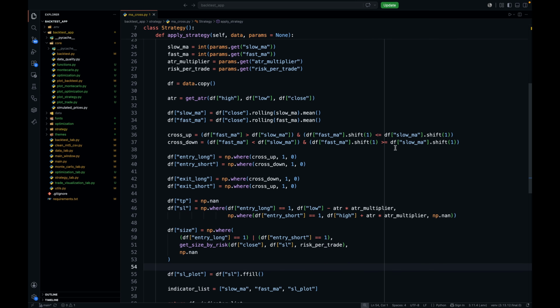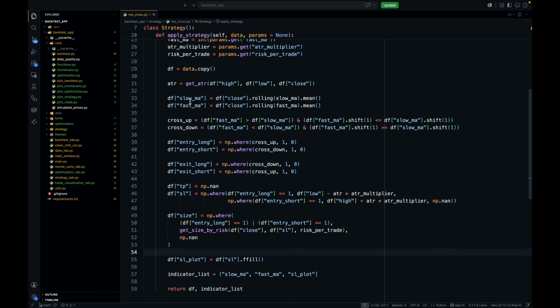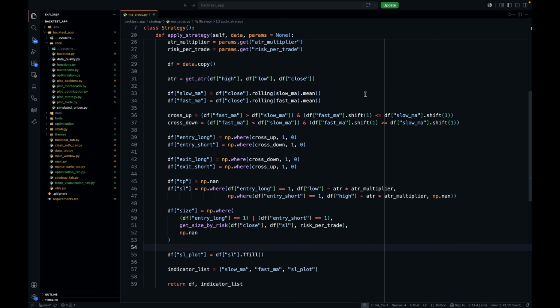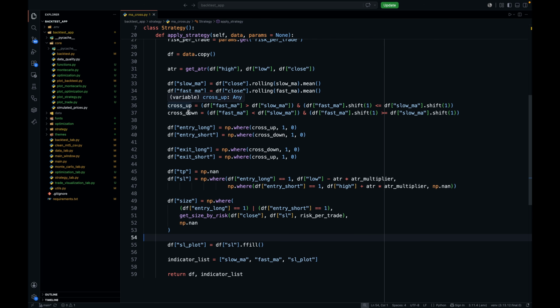So we import the data frame with candle data, calculate slow and fast moving averages, and define the cross up and down condition as follows. So the cross up is when the current candle fast moving average is above the slow, while in the previous one it was below. And the cross down is exactly the opposite.